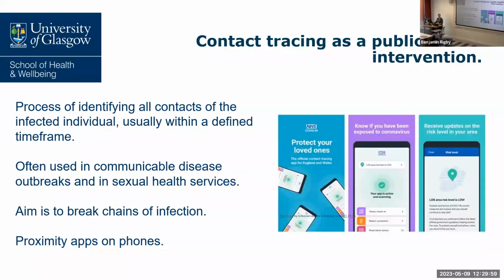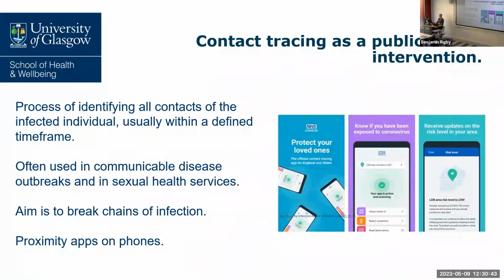Really as a means of trying to break chains of infection, many countries, including Scotland, had tried to ramp up again the process of contact tracing to identify all contacts of someone who had been infected with COVID within a defined time frame, usually the prior 5 days or so to their positive test. The aim of this was to break chains of infection. However, there was a realization that if infection rates began to really ramp up, they would have to find other ways beyond the more public health or sexual health interventions of a contact tracer getting in touch with someone and going through all of their contacts. So we developed proximity apps to be used on mobile phones.